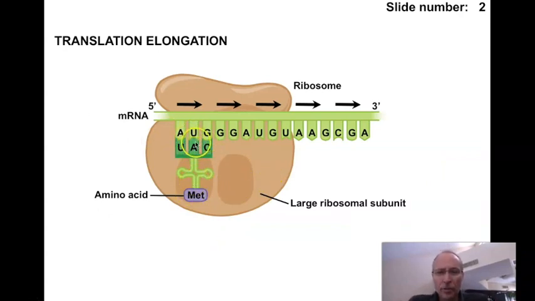This site, remember, is the P site. This site is the acceptor site, the A site. Now look, the A site here is right over top of this next codon, and the codon is GGA. Okay, now take a moment and look up what amino acid should be coming next. We'll pause for just a second so you can do that.